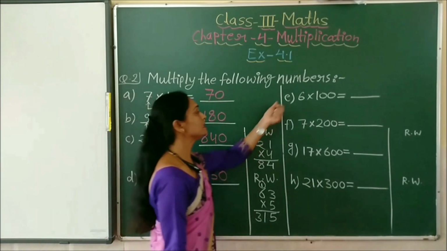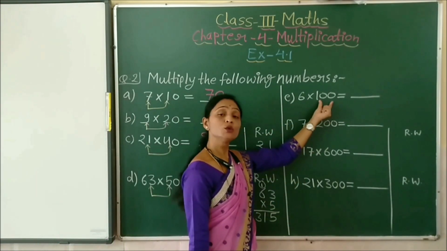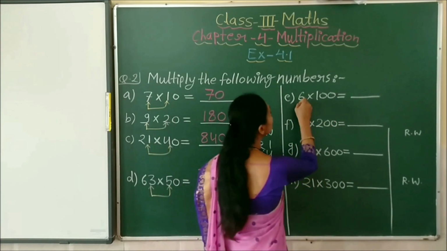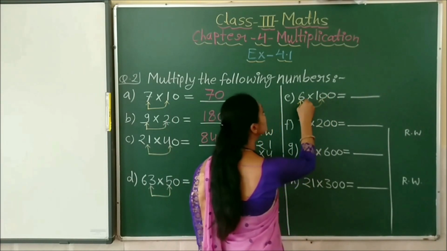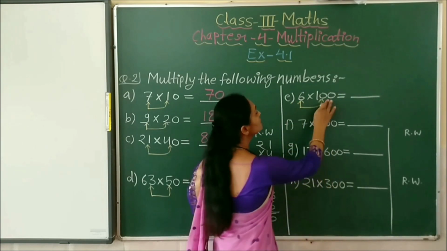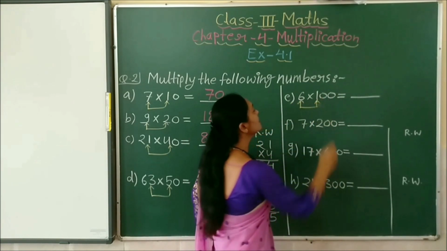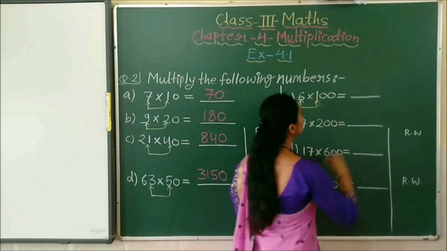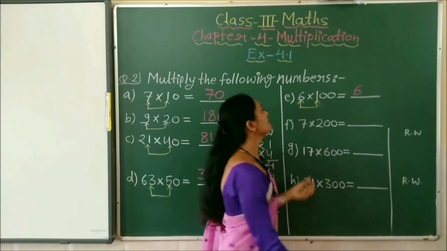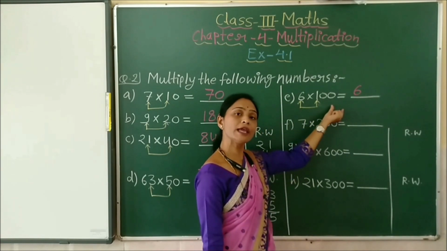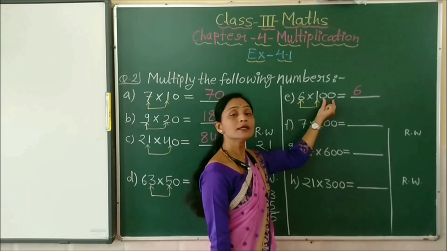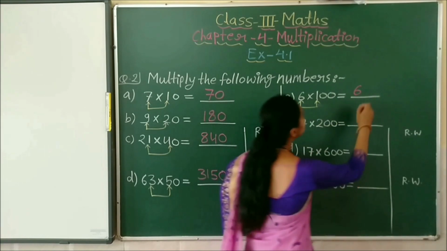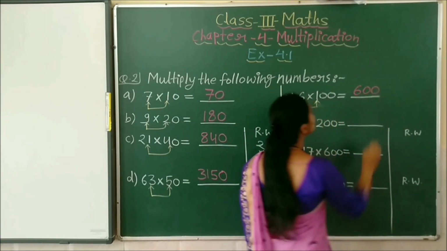Now we will solve these questions in which we are having 2 zeros in the last. But we have to solve the same way. See, first we will multiply here also these two numbers. So first, 6 ones are how much? 6 ones are 6. So first we will write here 6. And then how many zeros we have to write? Here you can see 1 and 2. How many zeros are there? 2 zeros. So we have to write here 2 zeros.